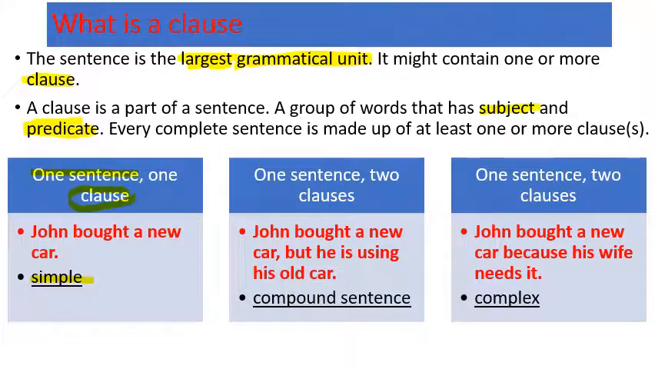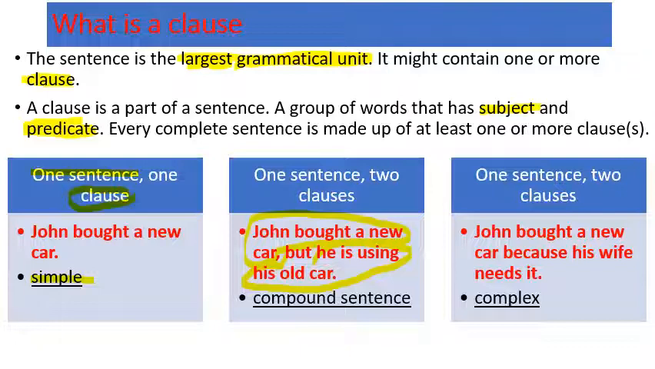Here, one sentence, but two clauses. John bought a new car, but he's using his old car. This is the first clause, and "he's using his old car" is the other clause. It's still one sentence, but it has two clauses. Okay, let's see the next one.